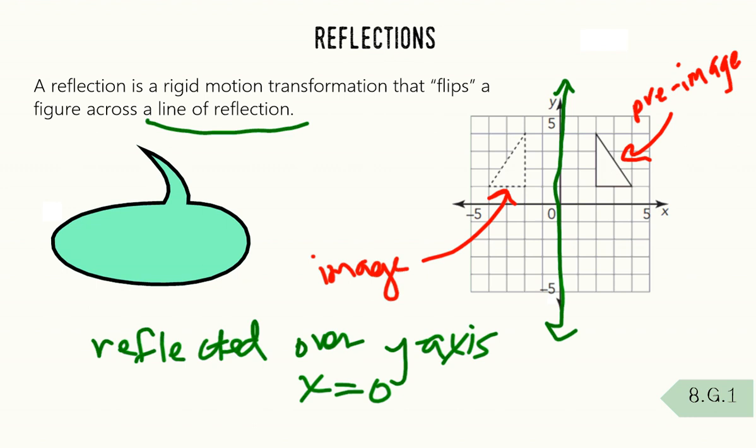If I was asked to perform this reflection, if I did not see this dashed triangle over here, here's the process for doing a reflection. You're going to take a point and you are going to find how far it is from your line of reflection. In this case, this point right here is 2 units away from the line of reflection. That means my new point that corresponds to this will also be 2 units away, just on the other side. So if this is 2 units, then this will also be 2 units.